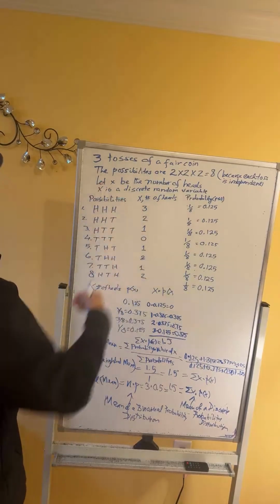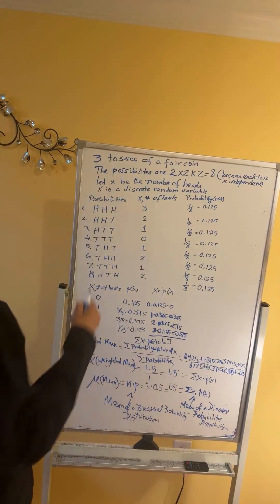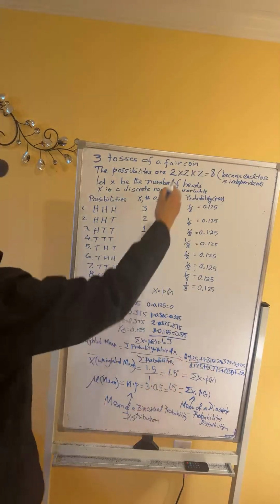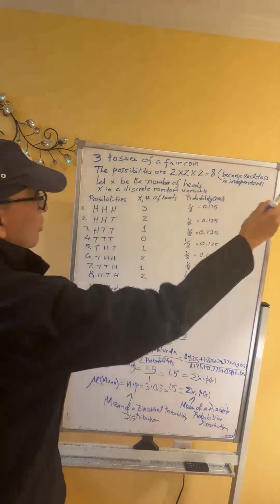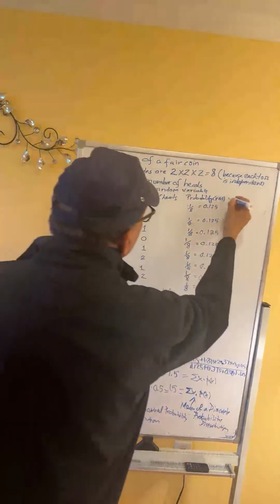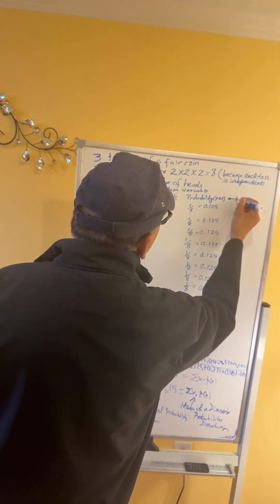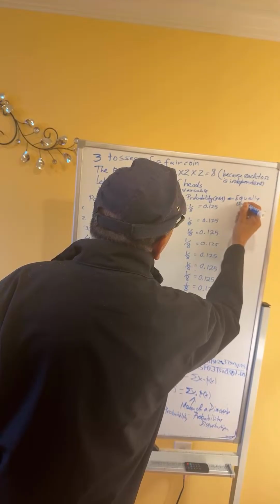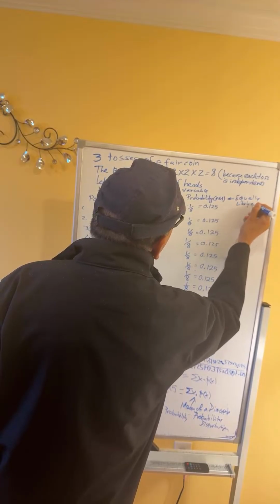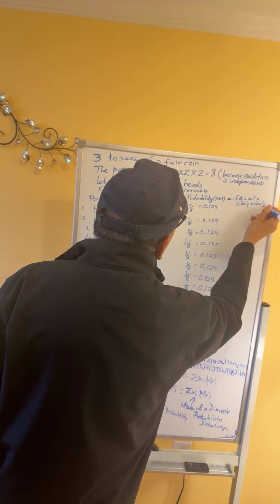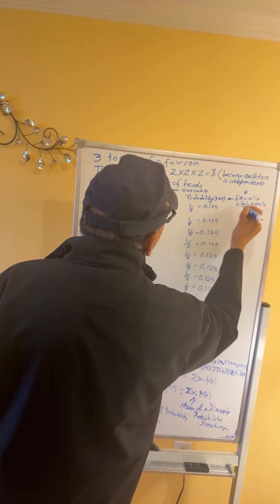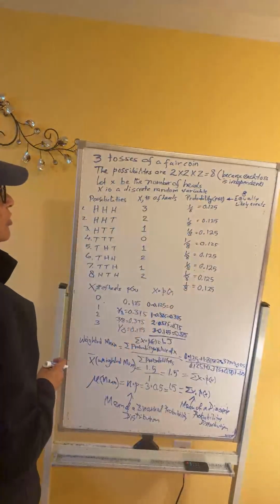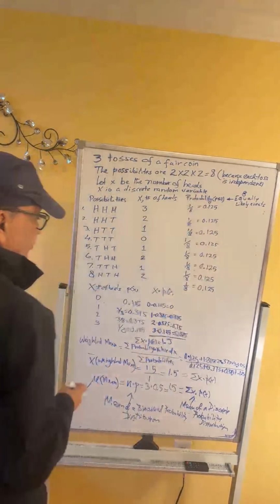Because there are 8 possibilities and each of these events is equally likely, the probability of each is 1 out of 8. Why equally likely events? 8 equally likely events. So the probability of each is 1 out of 8, which is 0.125.